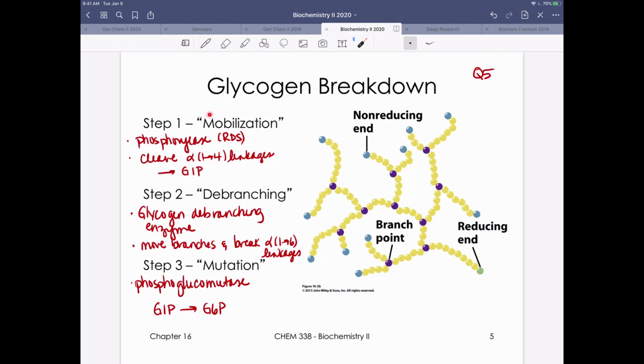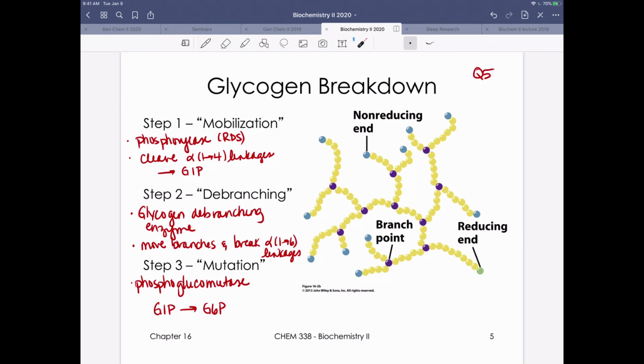The first step is mobilization. Mobilization is handled by the enzyme phosphorylase, which actually is the rate-determining step for glycogen breakdown. What phosphorylase does is it's going to cleave alpha-1,4 glycosidic linkages from non-reducing ends. That's not specifically written here, but that's a really important point to highlight, is this enzyme begins by finding a non-reducing end and chewing in and breaking alpha-1,4 glycosidic linkages, liberating free glucose 1-phosphate until it gets close to a branch point. We'll get to those details in just a minute.